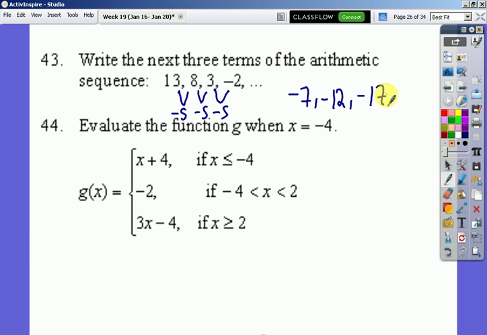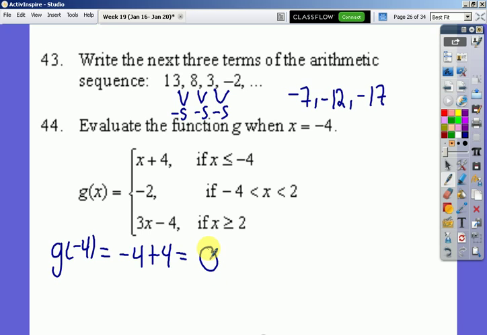Okay, it says evaluate the function g when x equals -4. This is just figuring out which piece you can plug it into given the constraints. So if we're given an x value that's less than or equal to -4, between -4 and 2, or greater than 2, which one will I plug -4 into? The first one, yeah. So g of -4 is going to equal -4 plus 4, which is 0.